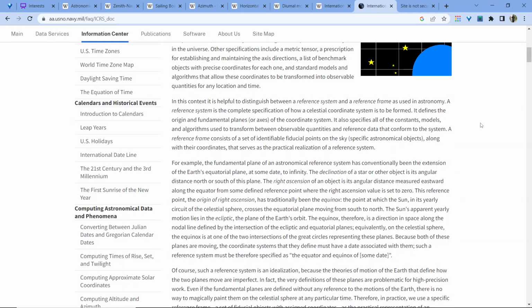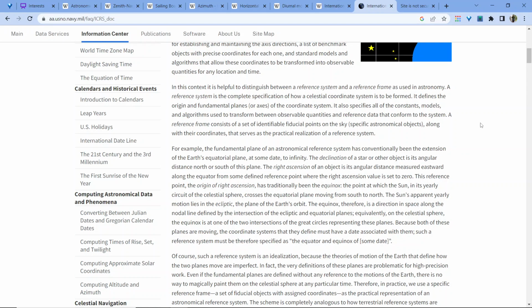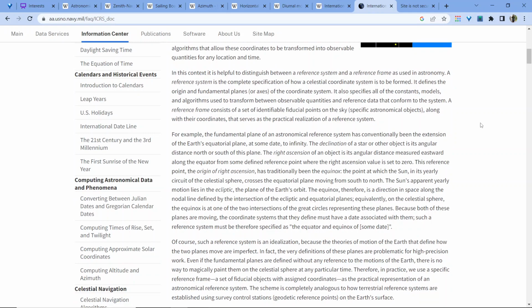For example, the fundamental plane of an astronomical reference system has conventionally been the extension of the Earth's equatorial plane at some date to infinity. The declination of a star or other object is its angular distance north or south of this plane. The right ascension of an object is its angular distance measured eastward along the equator from some defined reference point, where the right ascension value is set to zero. This reference point, the origin of right ascension, has traditionally been the equinox, the point at which the sun in its yearly circuit of the celestial sphere crosses the equatorial plane, moving from south to north.